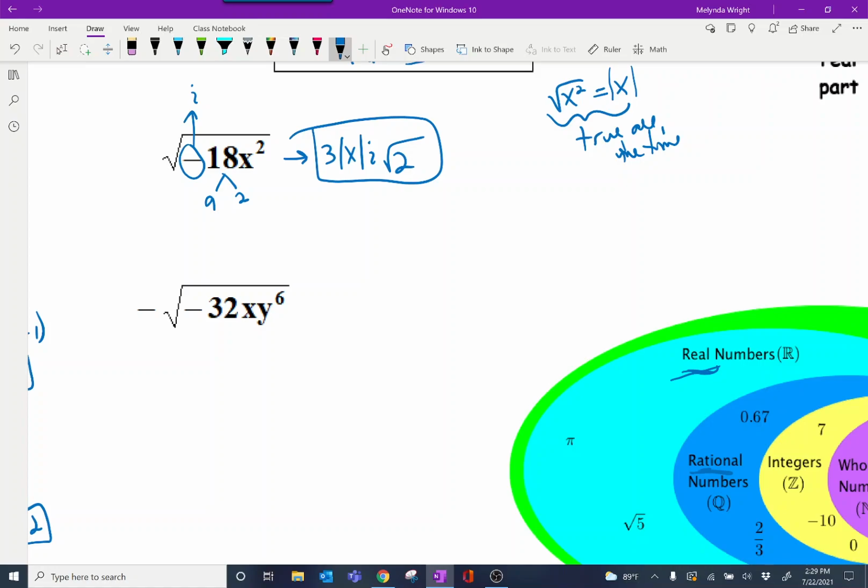And we've got this comes out as i. The 32, again, I like to do factor trees. Okay, so that's good.